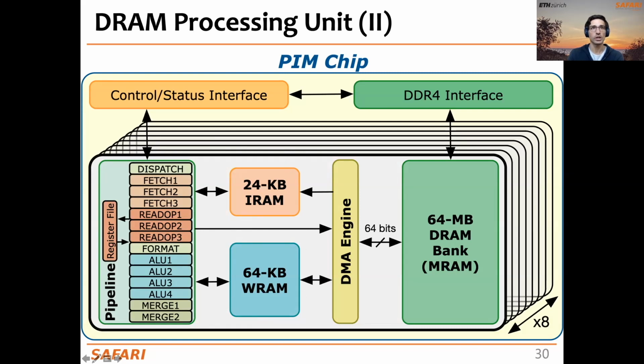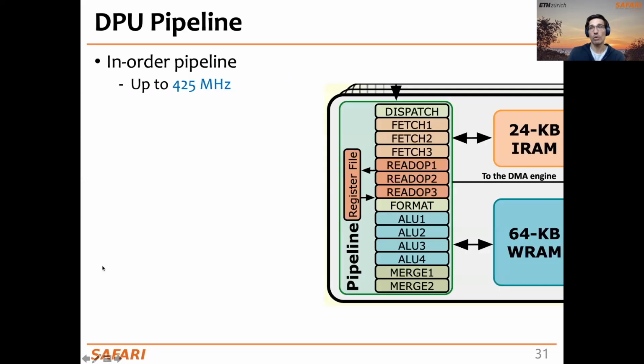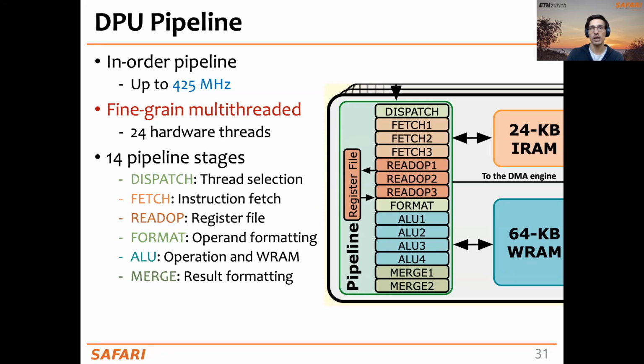And finally, here you can see the pipeline, a pipeline of 14 stages that has access to its own register file. And what can we say about this pipeline? Well, what we know about this pipeline is that it runs at a frequency of up to 425 megahertz in the most recent versions of the UPMEM PIMs. It's a fine-grained multi-threaded pipeline. These are fine-grained multi-threaded processors that can run multiple hardware threads, in total 24 hardware threads. The pipeline has 14 pipeline stages.